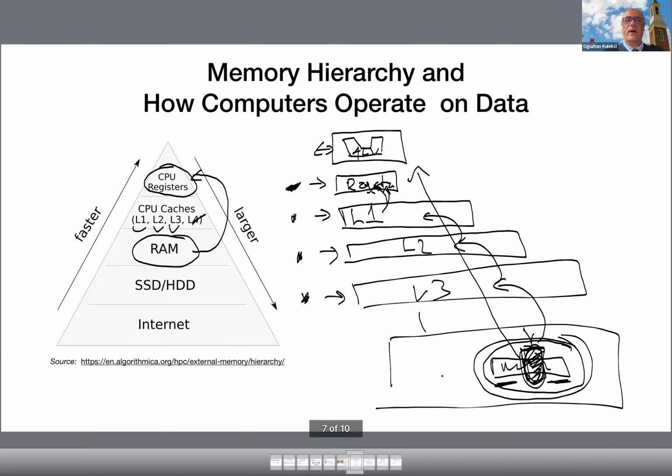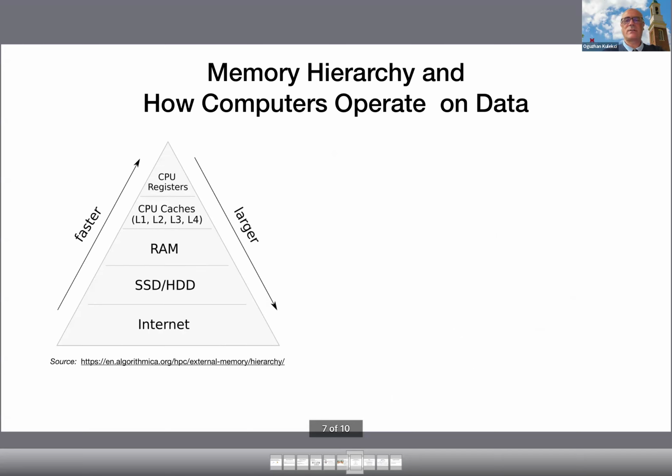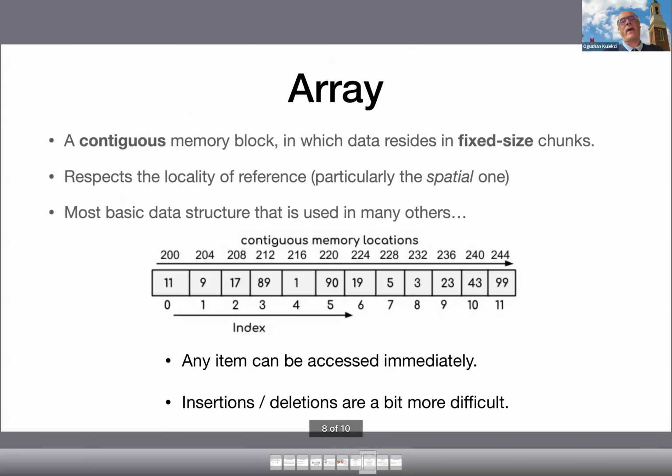Okay. So after those explanations, let's go with the arrays. So what is an array? Actually, you all know this. So we are just remembering what we already learned before. An array is a contiguous block. That is very important.